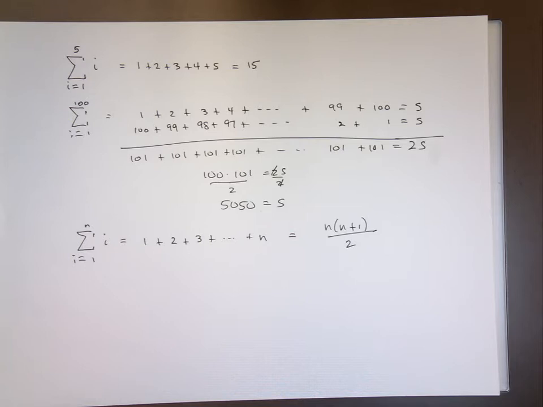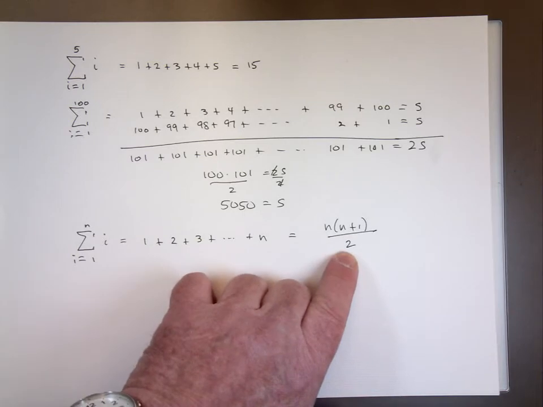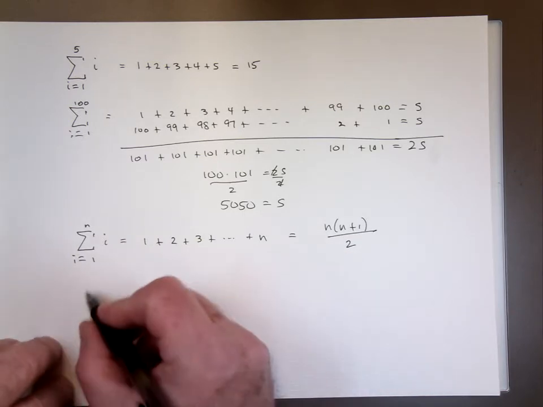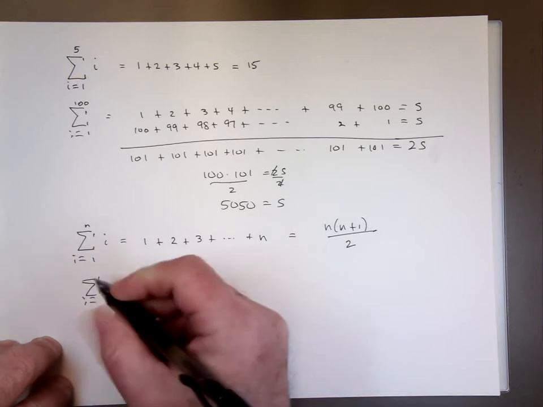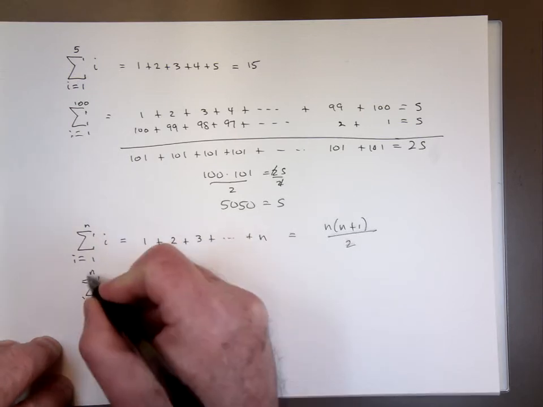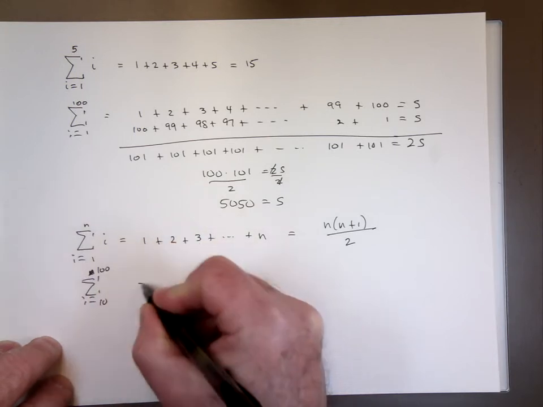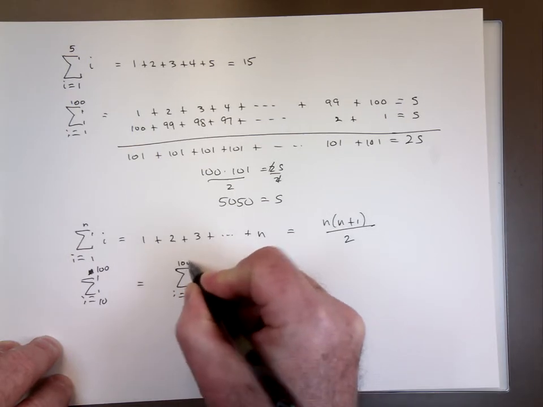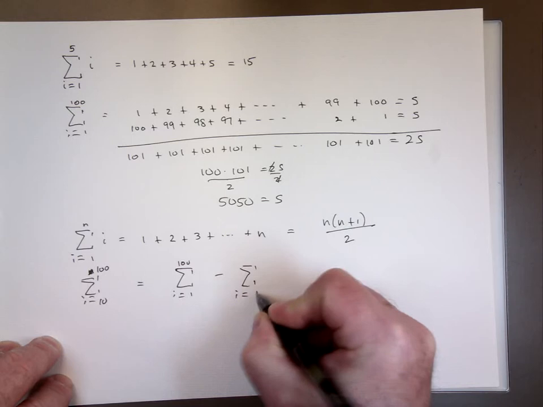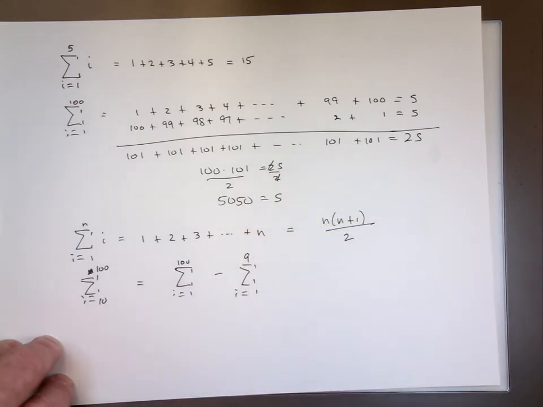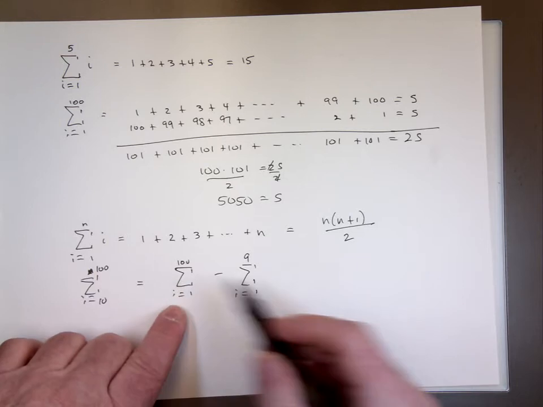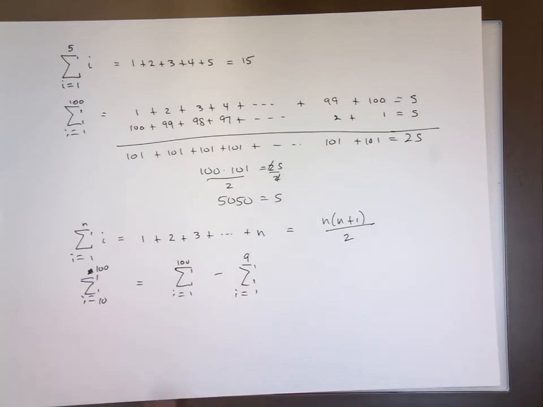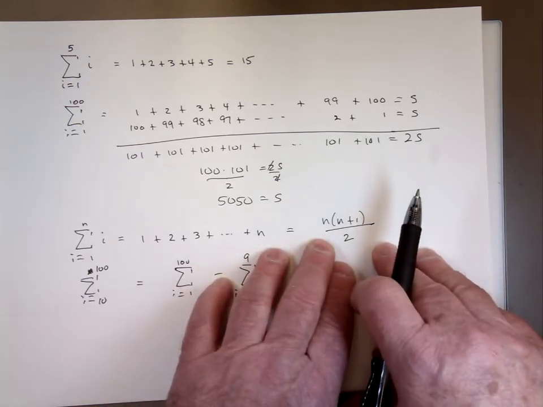Will it still work if the start is 2? No, this will add from 1. If you want to find the sum from, let's say, 10 to 100, what do you do here? You find the sum from 1 to 100 minus the sum from 1 to 9, and that'll give you that. So you use the formula on this, use the formula on that, and take the difference. That works, and that's the kind of thing you have to do. This is one thing you should know: that the sum is n times n plus 1 over 2.